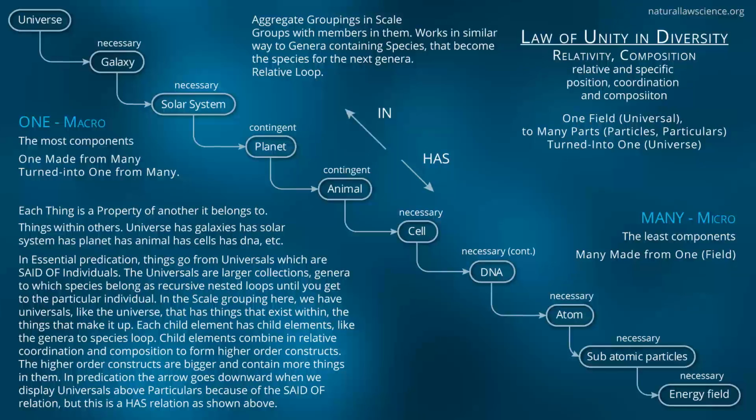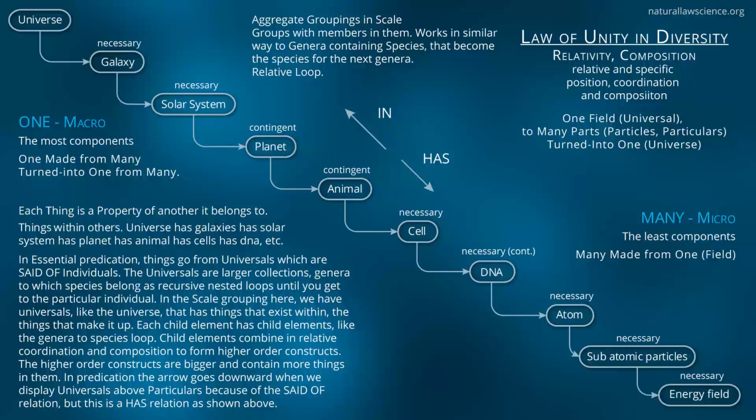In essential predication, things go from universals, which are said of individuals. The universals are larger collections. They are genera to which species belong as recursive nested loops until you get to the particular individual. So you can have genera species. Species becomes your genera for the next species. That species becomes the genera for the next species. On and on and on in a recursive nested loop until you reach the primary substance, particular individual of reality. And then your recursive loop stops and you go from the universals to the particular, and that's where it stops.